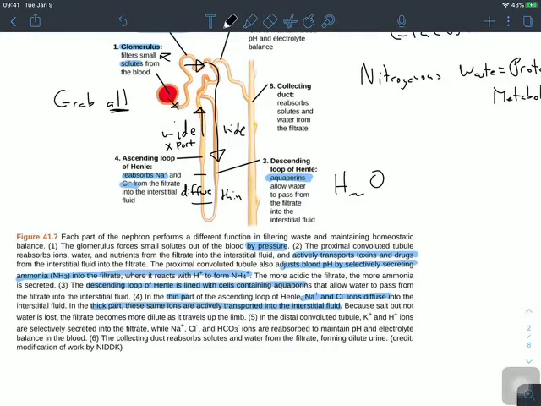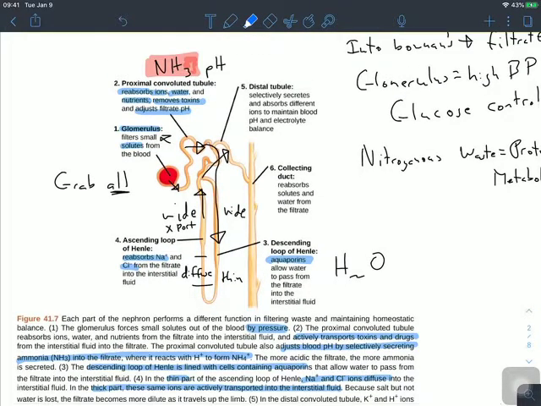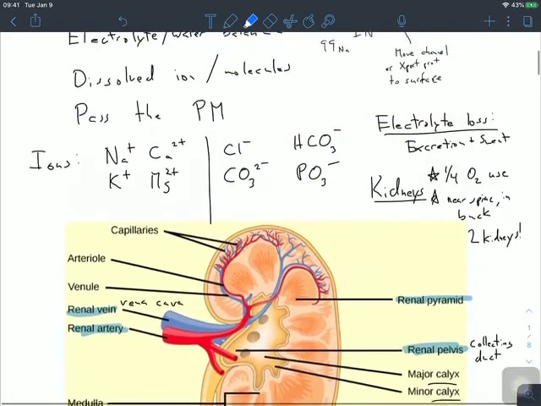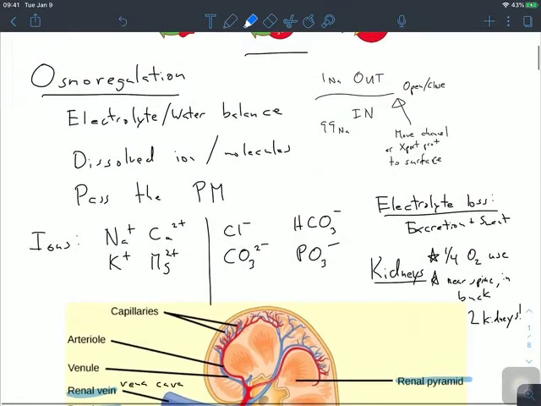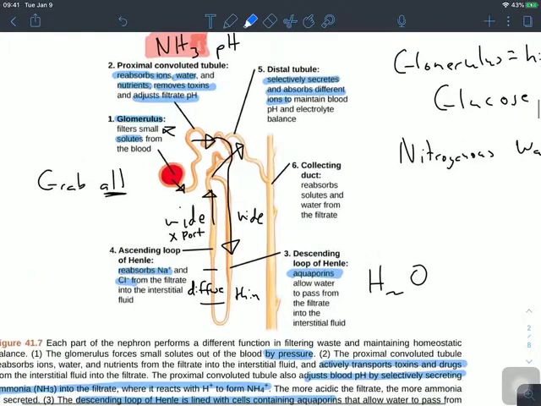And as you go up the ascending loop of Henle, you then reach the distal tubule, the distal convoluted tubule, which is going to selectively secrete and absorb different ions. So here, these are the most flexible, meaning that certain things are let go, certain things are brought back in. If you need more positive ions, your distal convoluted tubule will go back and grab these particular positive ions. If you need more negative ions, it's looking to grab these back. But this is the most flexible component, so that way your blood's pH and electrolyte balances are appropriate.